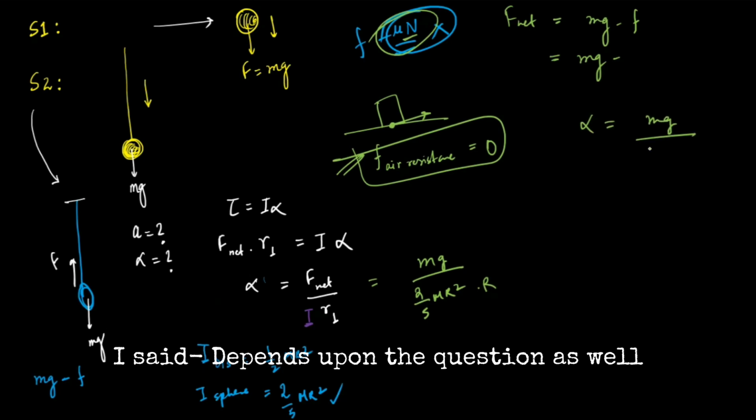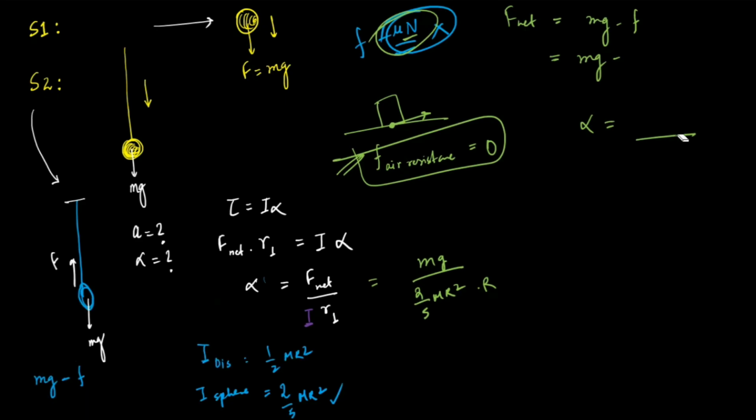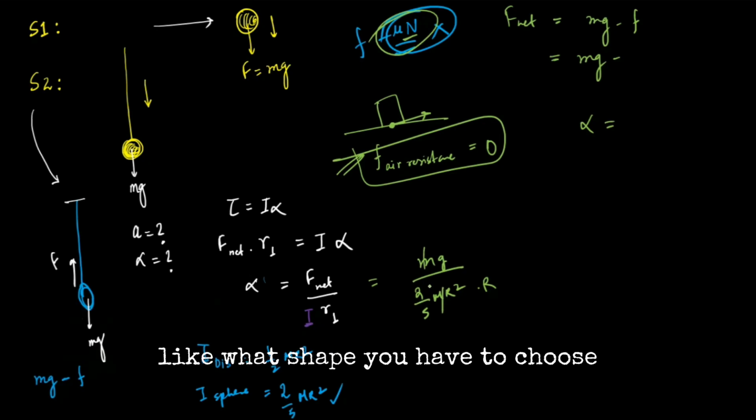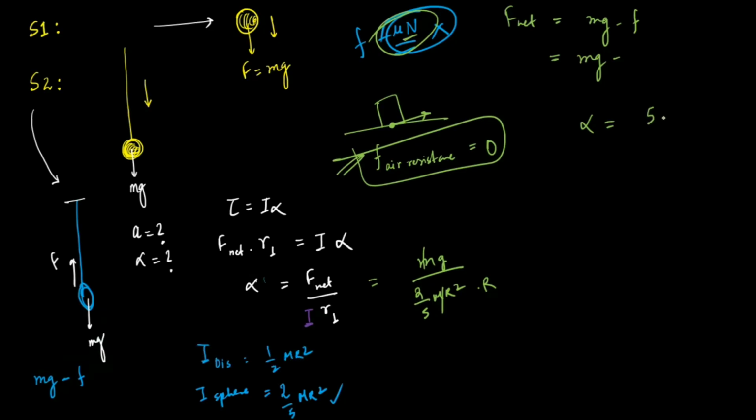It depends upon the question as well, like what you have written, what is given in the question. Because these things are very much clear in the question, like what shape you have to choose, how we're supposed to write it. Oh my god, I thought mg is doing the translation and the friction between the... So alpha is going to be 5g over 2r cube.